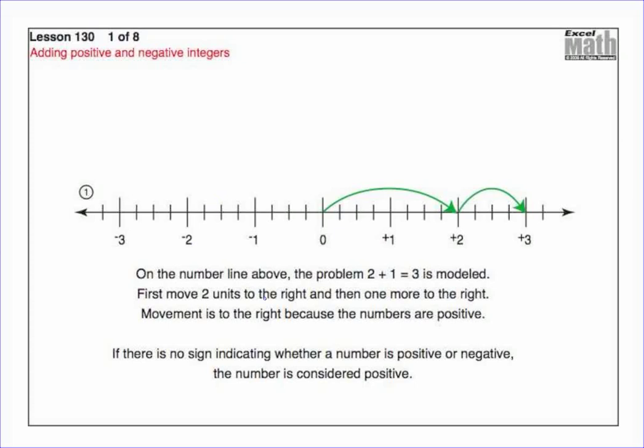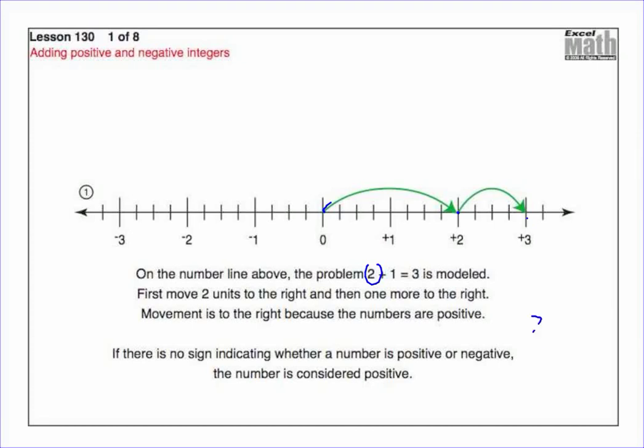It says on the number line above, the problem 2 plus 1 equals 3 is modeled. So we always start at 0, and we go ahead 2 for the 2, and then we add one more to get to 3. It's just showing you a simple problem that you already understand. First, move 2 units to the right, and then one more to the right. Movement is to the right because the numbers are positive. If there is no sign indicating whether a number is positive or negative, the number is considered positive.